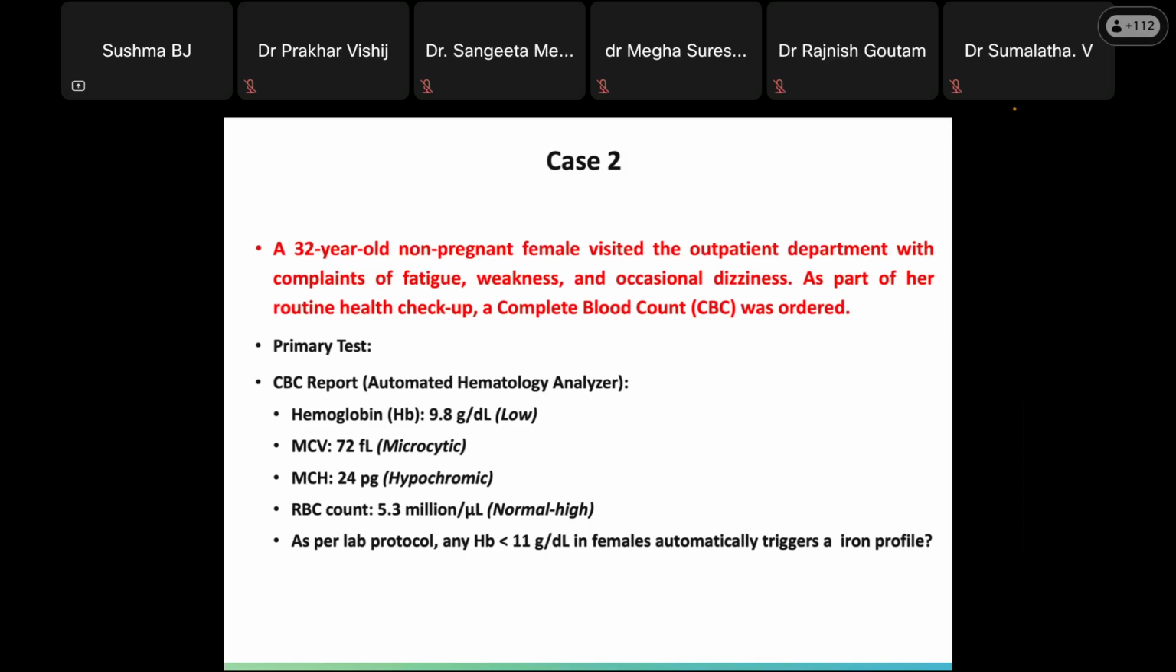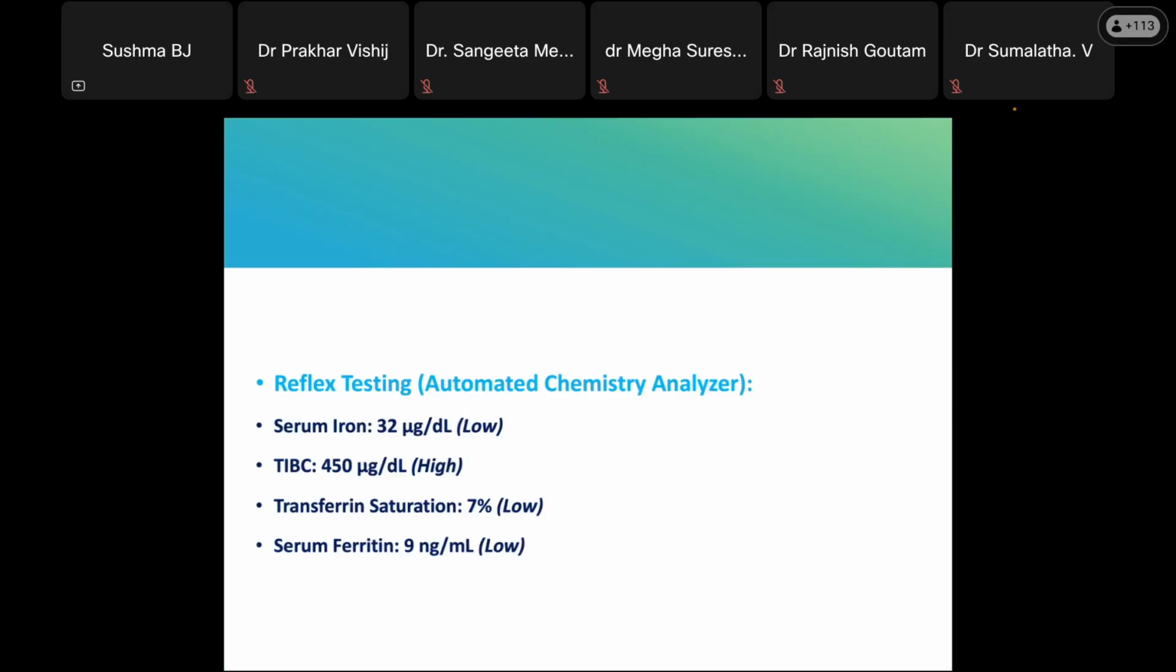This is one of the important advantages of automation, because once we feed the instrument, the data is already given that if the hemoglobin of a female patient goes less than 11, the machine automatically triggers the add-on and reflex test, which includes the iron profile. So this is called reflex testing, which definitely minimizes repeat sample collection. Otherwise you need to call the patient again because she has come to the OPD, and she cannot come back again for the same test, right?